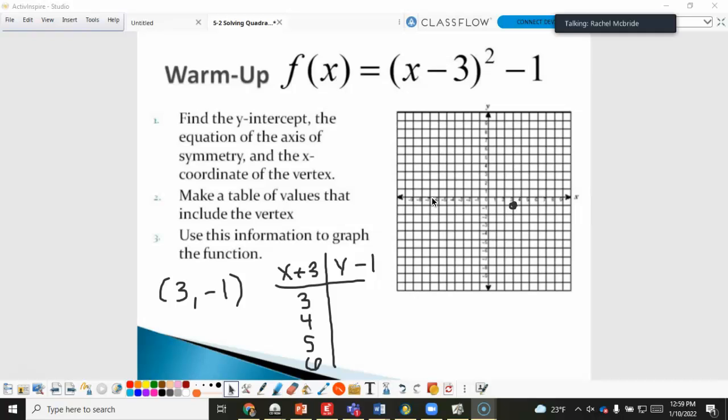And then here, 0 minus 1 is -1. 1 minus 1 is 0. 4 minus 1 is 3. And 9 minus 1 is 8.